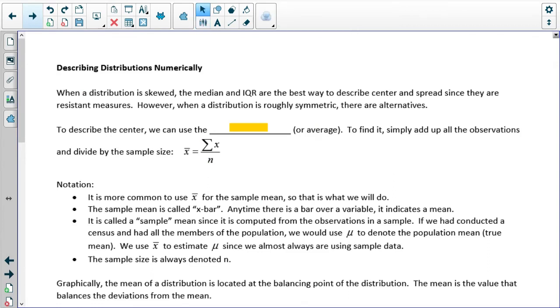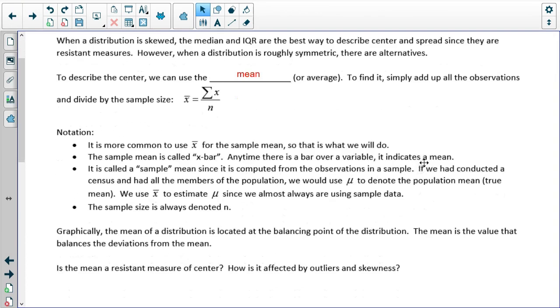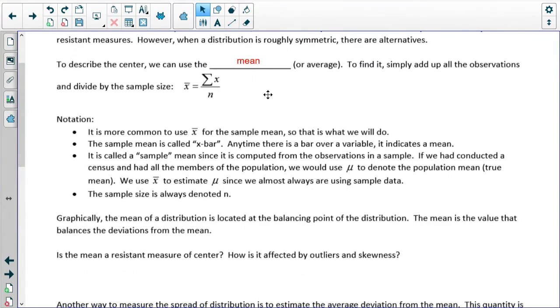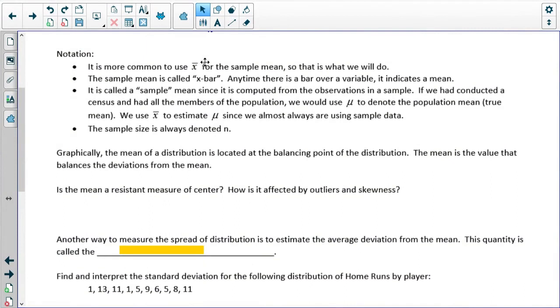When a distribution is skewed, we definitely want to use median and IQR. But if it's roughly symmetric, we can use the mean, so we can add them all up and divide by n. We use x bar to represent the mean of a sample. And then we use mu, which is a Greek letter, to refer to the mean of a population. It's very hard to actually find the mean of a population unless you take a census or your population is pretty small. So we typically use x bar in this case.